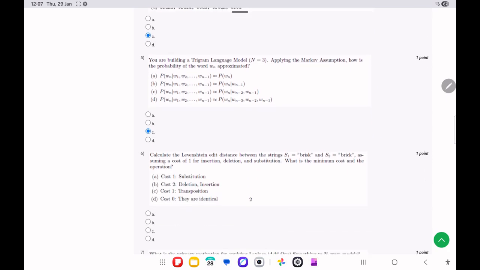Once again the Levenshtein edit distance. They have given two words, brisk and brick. On seeing the words itself, you can tell. Assuming a cost of 1 for insertion, deletion and substitution, what is the minimum cost they are asking? The only thing that is changed is that instead of S, it has been substituted with C. So the cost is equal to 1. The option is option A, substitution.